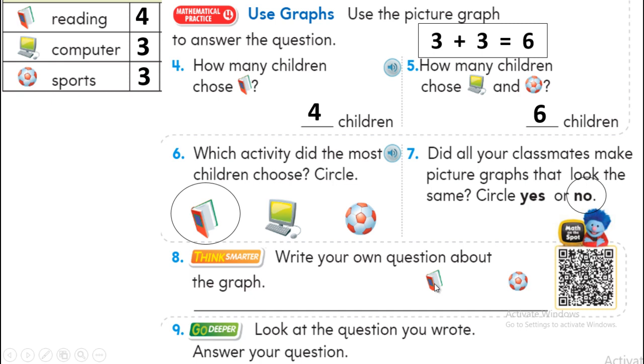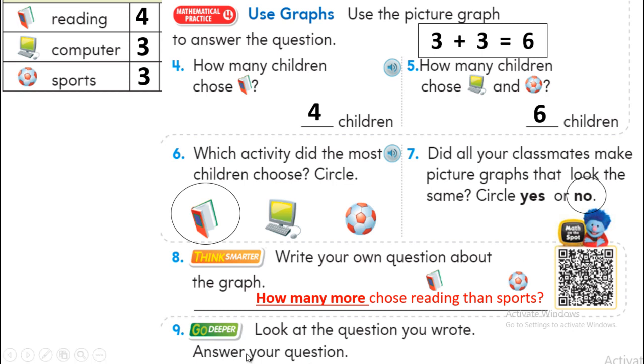They want me here to write my own question about the graph. I'm gonna use reading and sports. And I'm gonna ask this question. You can make your own question, whatever question you want. But for me, I'm gonna make this one. How many more chose reading than sports? And I already underlined for you the keyword. How many more? Subtraction. So now we're gonna use subtraction to answer our question.